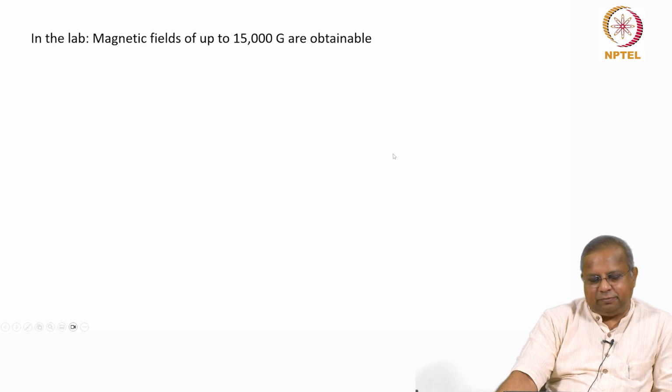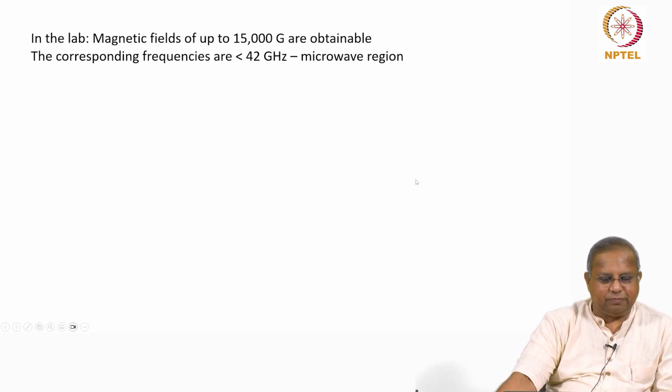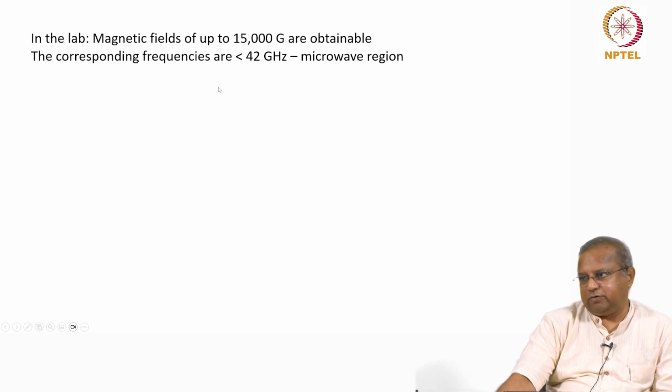In the lab, magnetic fields of up to 15,000 Gauss are obtainable. Okay, you may need some specialized equipment, but 15,000 Gauss is possible. And to put some numbers to what we are looking at, if you calculate the frequencies for resonance, it will be in the microwave region, which is about 42 gigahertz that we're talking about. Okay, gigahertz, therefore in the microwave region.